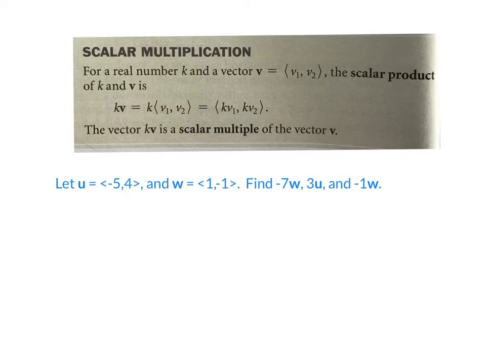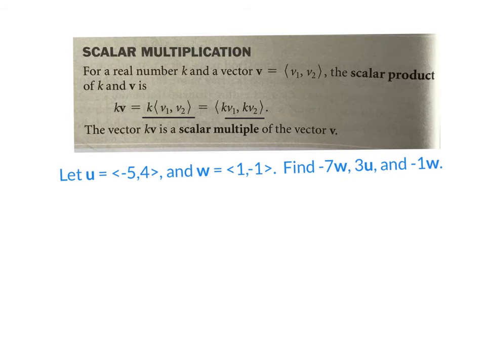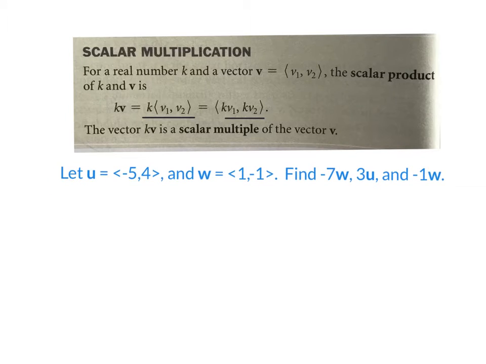Scalar multiplication. If they put a number outside of a vector, like that k, the k is called a scalar, spelled scalar but pronounced scalar. All you do is multiply what's inside by the scalar. So if it says vector u is (-5, 4) and vector w is (-1, 1), and it says find -7w.